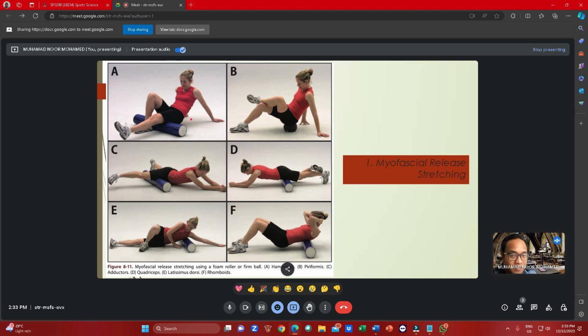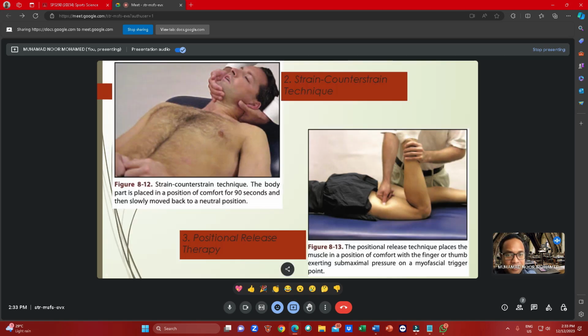Okay, any other type of modalities which can give a deep release or a deep trigger point release towards our patient helps. This one is about the strain counter strain technique. The body part is placed in a position of comfort for 90 seconds and then slowly moved back to a natural position. So the strain counter strain technique is not about cracking and everything. It is holding to a point of strain and then releasing it back.